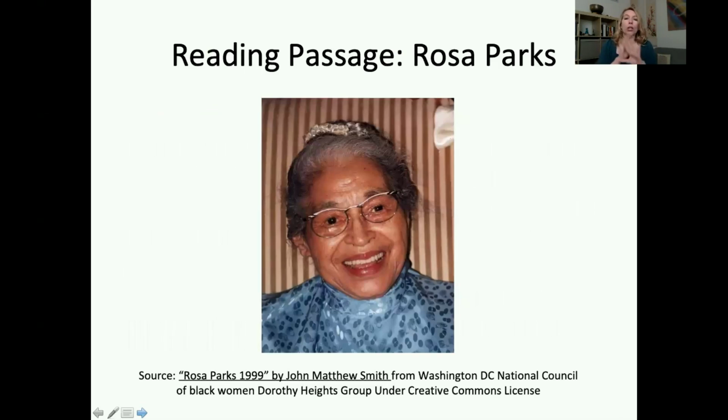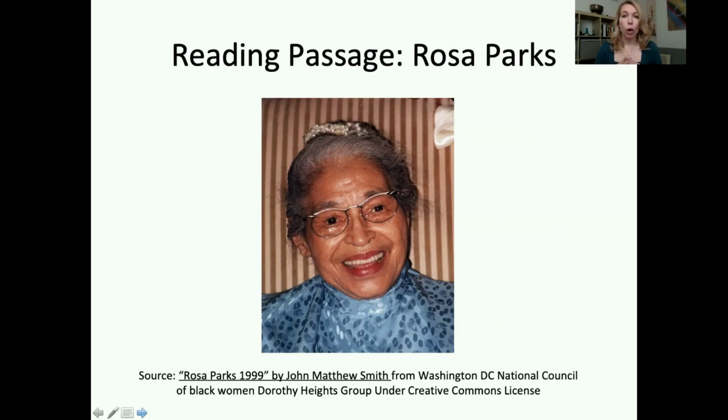Okay, so now I want to talk about a larger reading passage. I'm not going to provide the entire reading passage here. You can view that in my course if you choose to take it. But the reading passage, I'll just give you a little summary, is about Rosa Parks. And Rosa Parks was an activist during the 1950s and 1960s and during the civil rights movement in the United States.